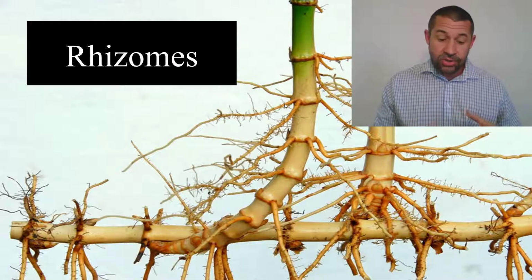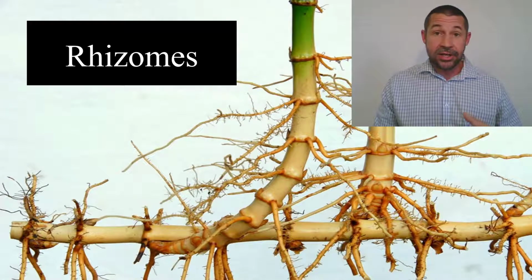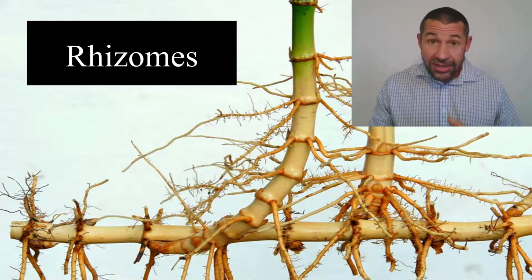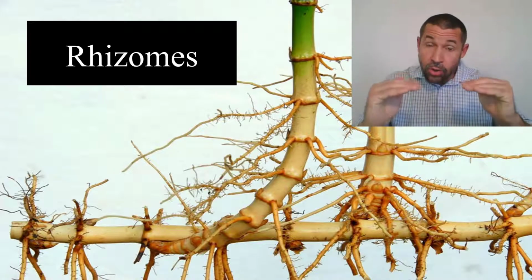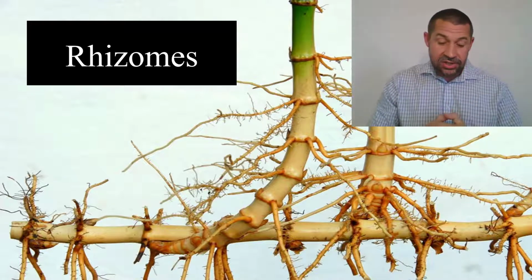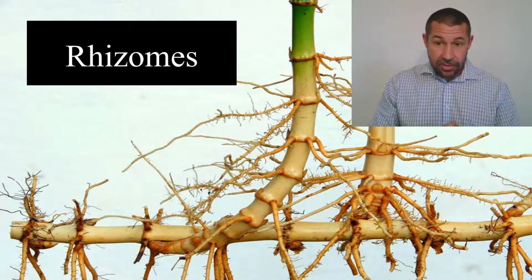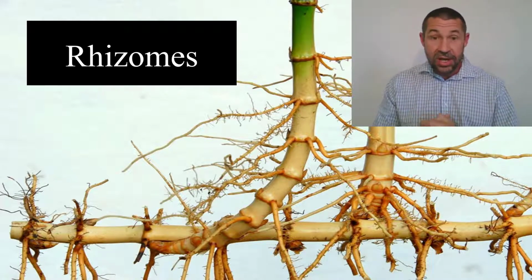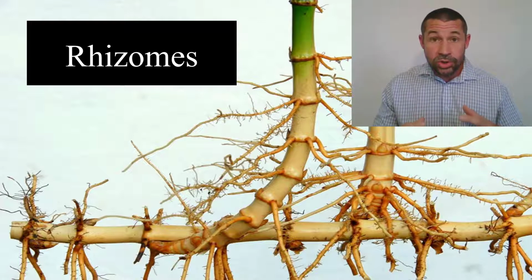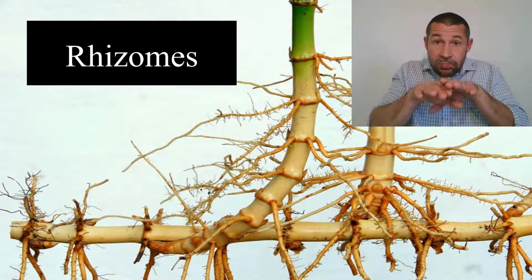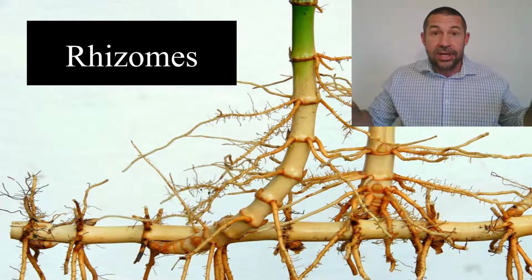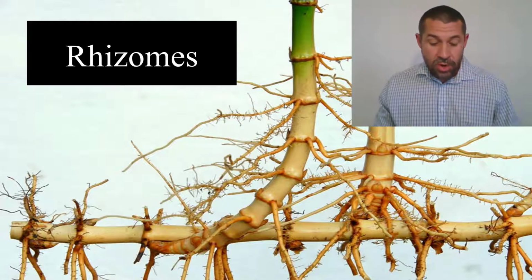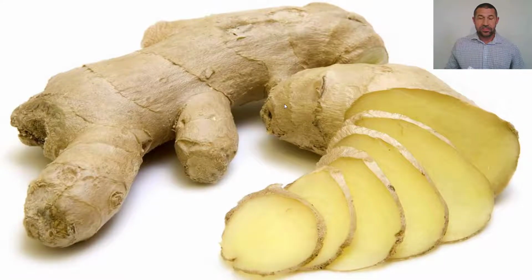So like roots, stems can be modified to perform a variety of different functions. Rhizomes are below ground subterranean stems. Notice that they're not green, they don't have any chloroplasts, they're not doing photosynthesis. Rhizomes are used by plants to spread out laterally to seek out and acquire new space, new resources.